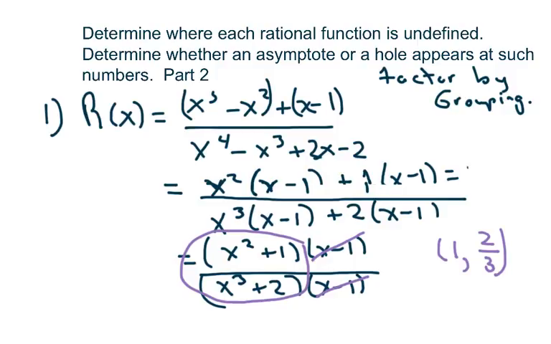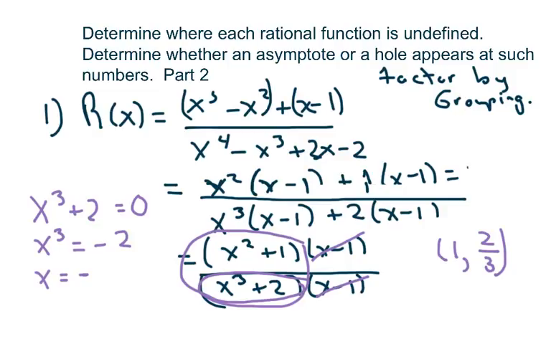And now your vertical asymptote is where you set this to 0. So we're going to set this reduced equation to 0. We're going to set x cubed plus 2 equals 0. We're going to subtract the 2, and we're going to cube root both sides. So x equals, and I'm going to pull out the negative here, negative cube root of 2. So that's the vertical asymptote. And I write vertical asymptote like this, okay?